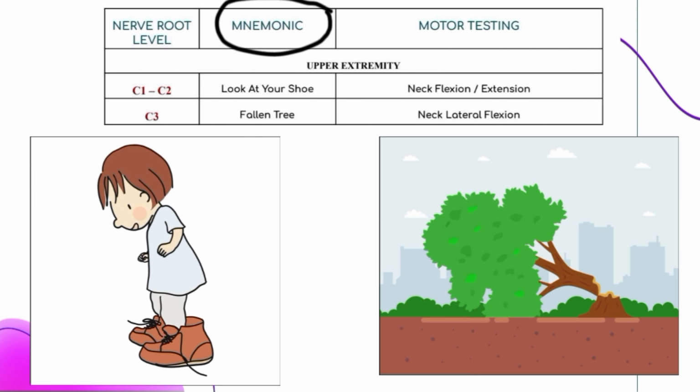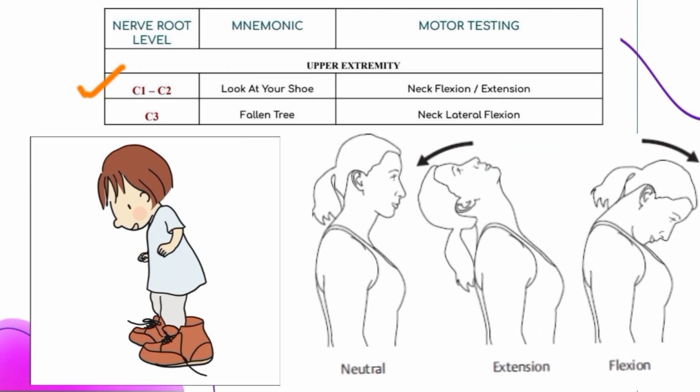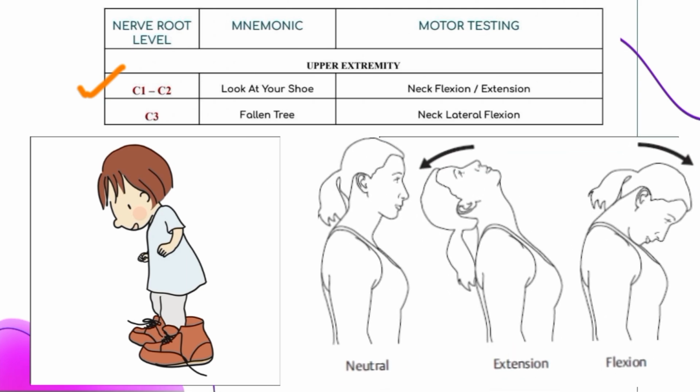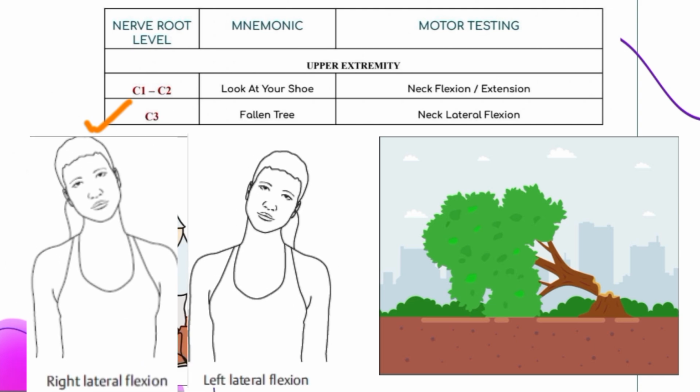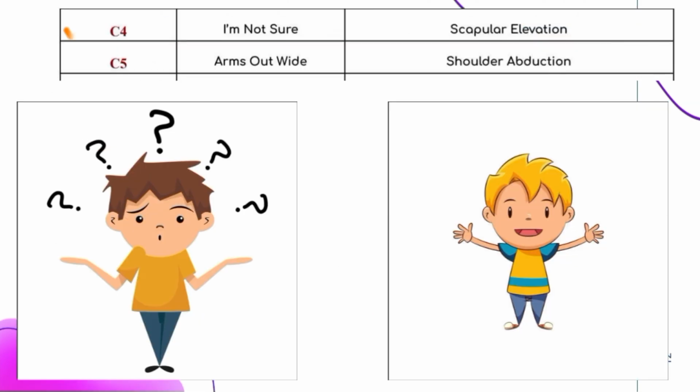So let's understand. First is C1, C2, look at your shoe. So while looking at your shoe, you have to flex your neck and then extend. So neck flexion and extension. Next is C3, fallen tree. So fallen tree looks alike. Neck is laterally flexing or sideways flexing. So neck lateral flexion.